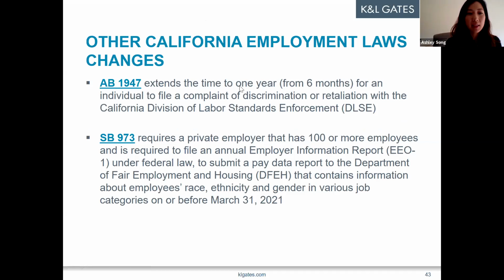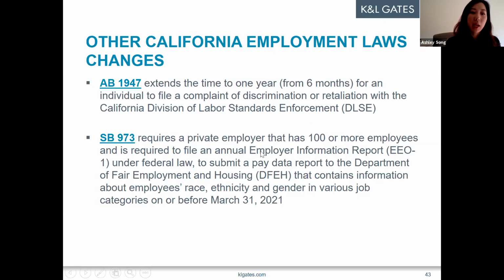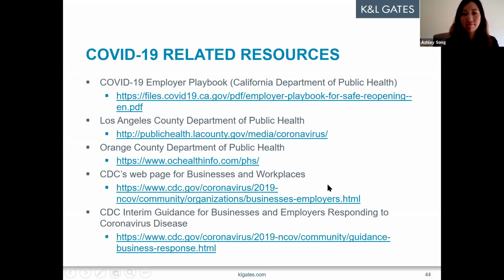And also SB 973 requires a private employer that has 100 or more employees and who is already currently required to file an EEO-1 under federal law to also submit a pay data report to the California Department of Fair Employment and Housing before March 31st, 2021. And these are the list of various COVID-related resources that Greg and I touched upon as well.